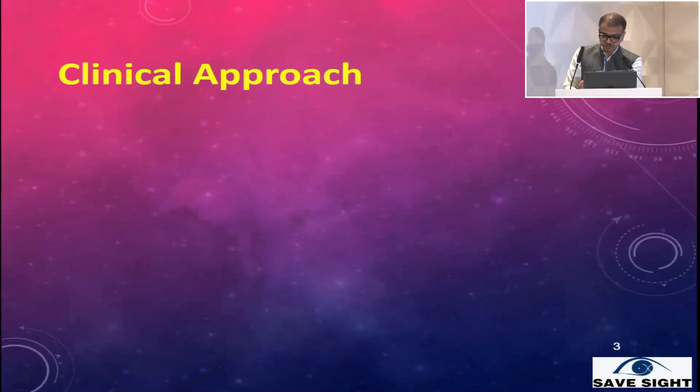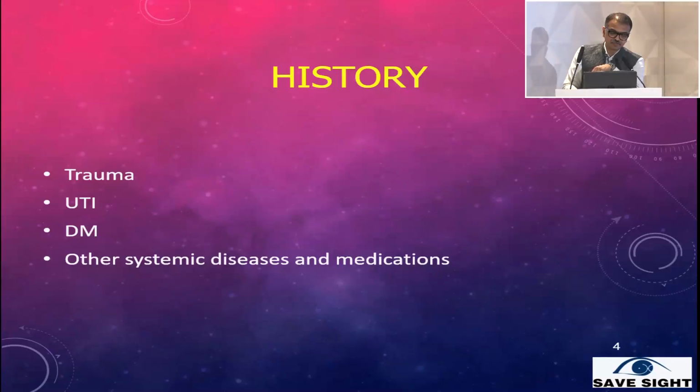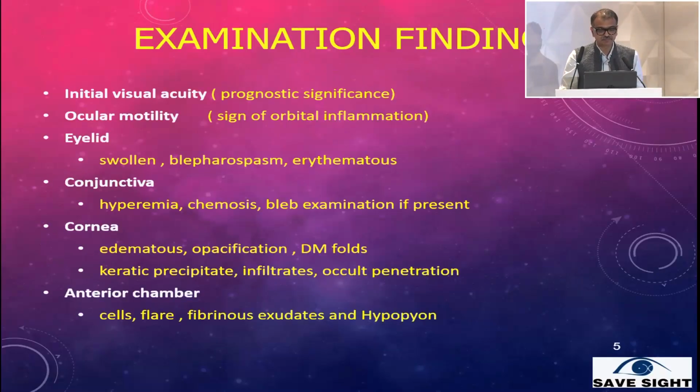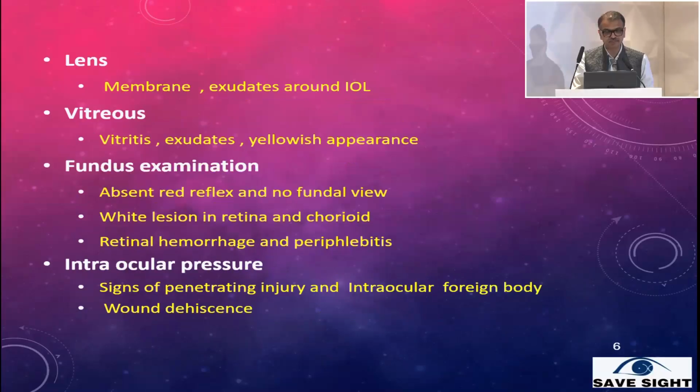What is our clinical approach? Thorough history taking is important, and it's very important to have the blood sugars of the patients controlled, because we have seen that in endophthalmitis patients, if the blood sugars are not under control, the management becomes very difficult. And the symptoms you look for, the examination you look for, you start with the routine examination like initial visual acuity, which gives us some idea of the prognosis, which you can explain to the patient. You look for orbital inflammation, you look for eyelid, conjunctiva, cornea, anterior chamber, lens, vitreous, fundus. It's important to have a good look at the fundus because it may further help you in taking the decision about the management.